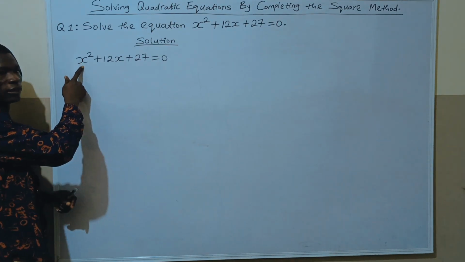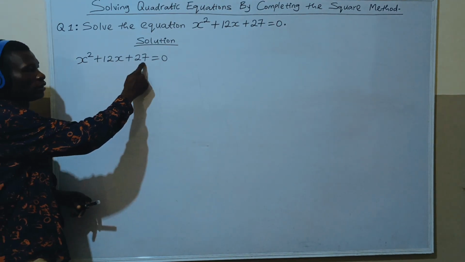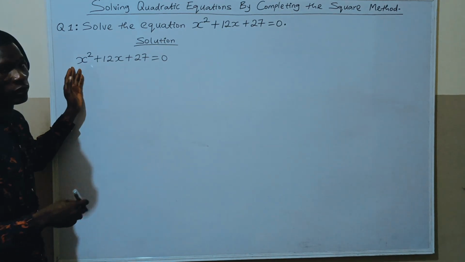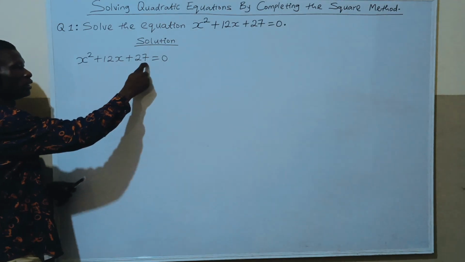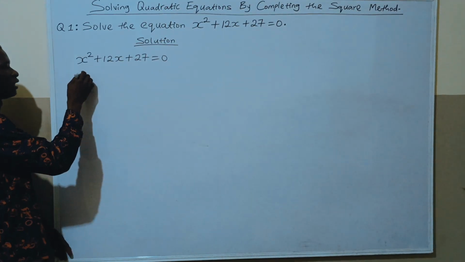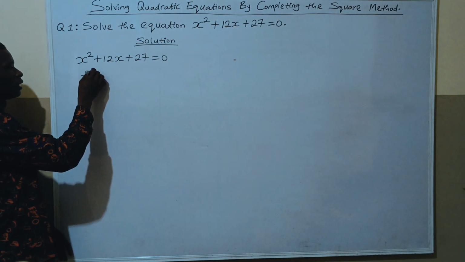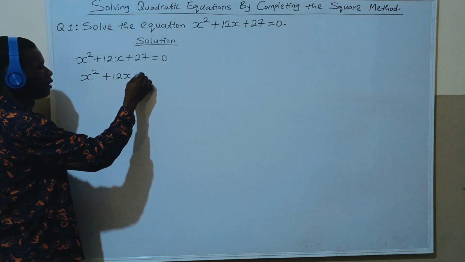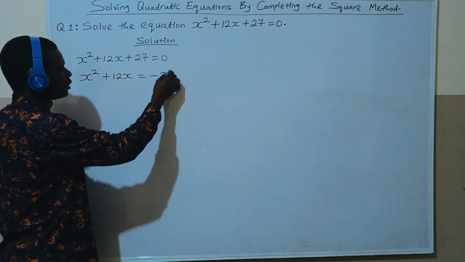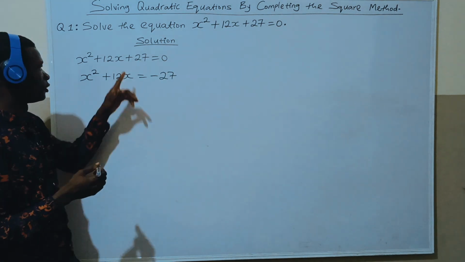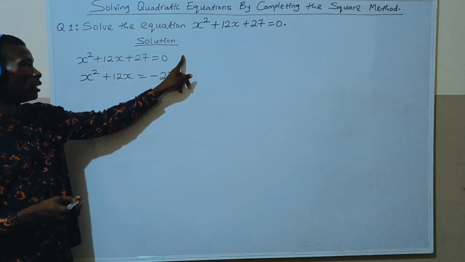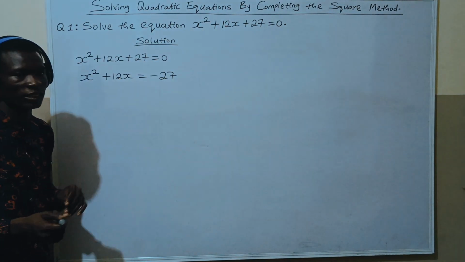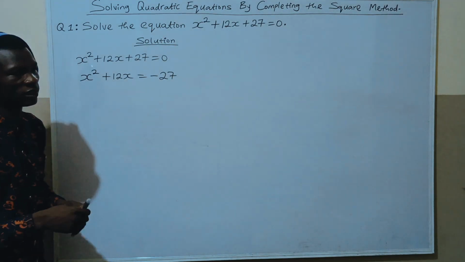Okay, so this is the term in x squared, this is the term in x, this is the constant. Since the coefficient of x squared is 1, the first step is to isolate the constant term. So how do we isolate the constant term? It is by writing the equation as x squared plus 12x equals negative 27, because if plus 27 crosses the equal sign, it becomes minus 27. So this way we have been able to isolate the constant term. That's what we mean by isolate the constant term.